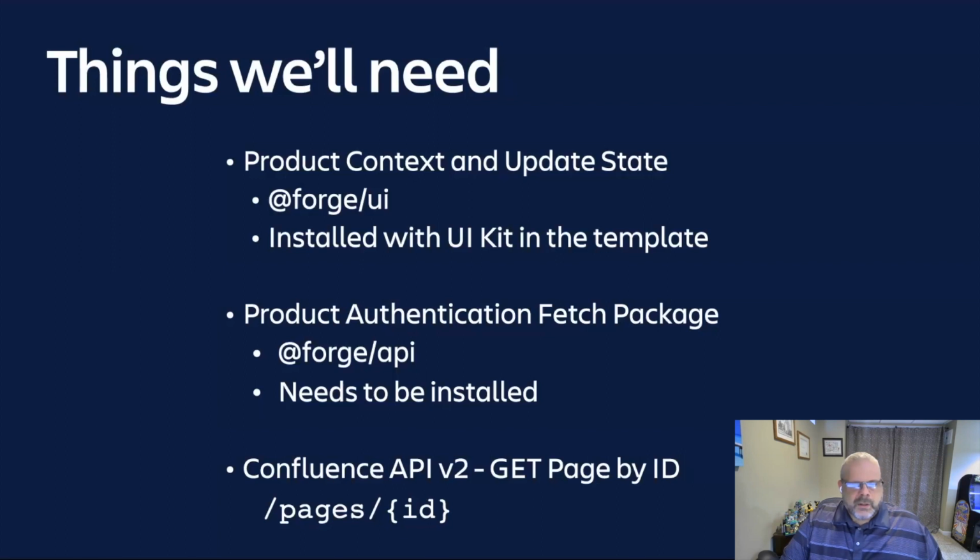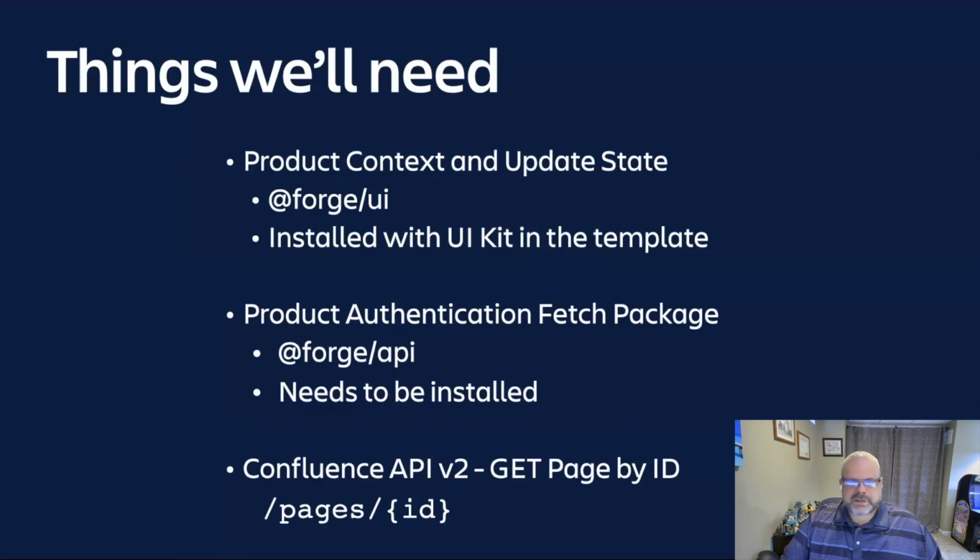and be able to dynamically look at that information in our page. We're going to need a product authentication fetch package. So this is coming from the Forge API NPM package, and this needs to be installed. We're going to be calling the endpoint get page by ID, which is part of the new Confluence version API version 2. And that endpoint looks like /pages/ and then the ID that we're going to send into it.